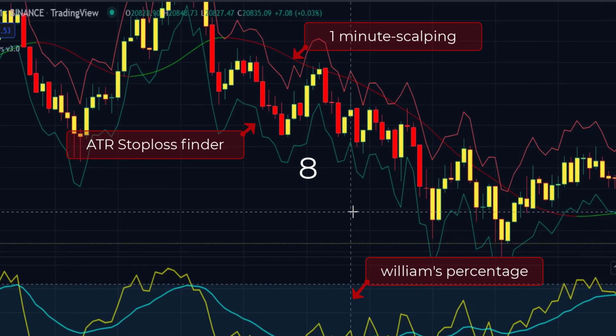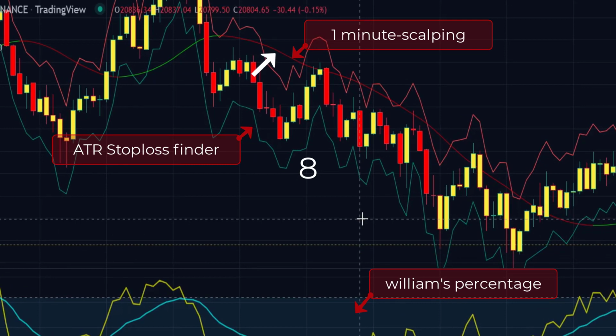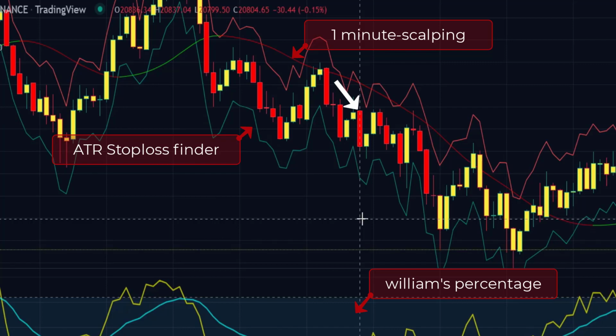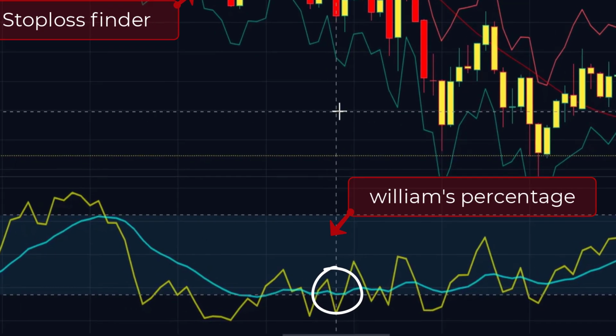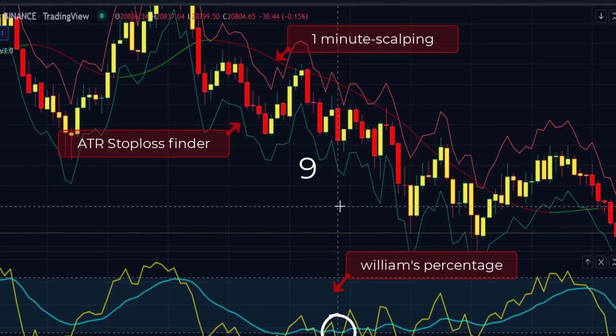So we're only going to be looking to sell if the line is red color, and the whole body of the candlestick has to be below the line. Then the Williams percentage indicator has to issue a new sell signal, and for that, the blue line crosses the yellow line upwards. And lastly, the candlestick has to be colored red.